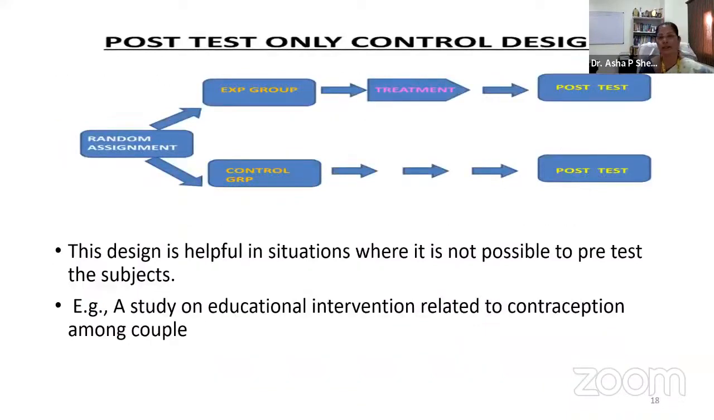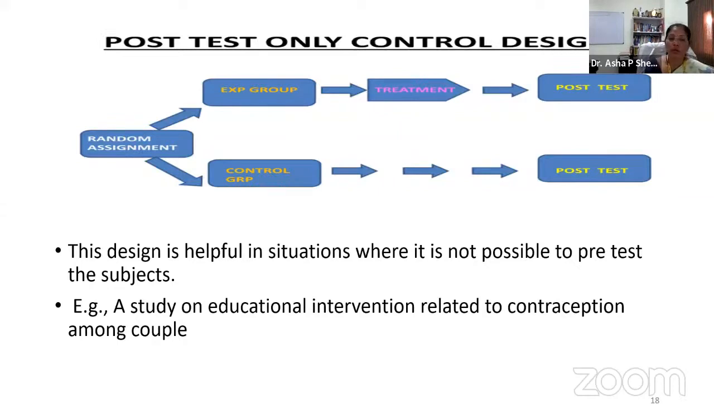As you can see in this figure, we have 2 groups, the experimental group and the control group. The experimental group gets a treatment, whereas the control group gets no treatment. Okay, and we have only the post-test in both the groups. So this design is helpful where it is not possible for us to take the pre-test of the subjects.